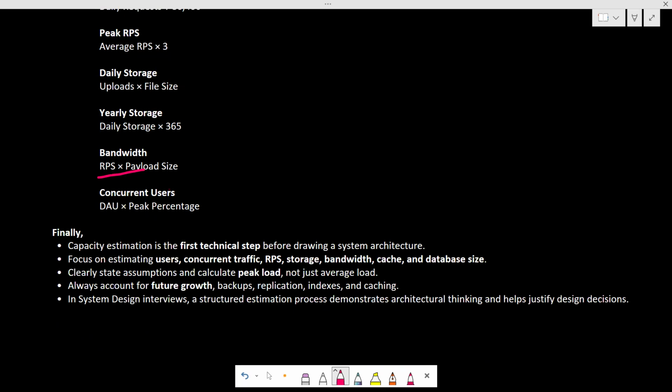So let's summarize today's lesson. Capacity estimation is the foundation of every scalable system. Before designing architecture, always estimate users, traffic, requests per second, storage, bandwidth, cache, and database size, and remember that these are approximate calculations used to guide architectural decisions, not exact production values. A well estimated system is easier to scale, more cost effective, and more reliable.